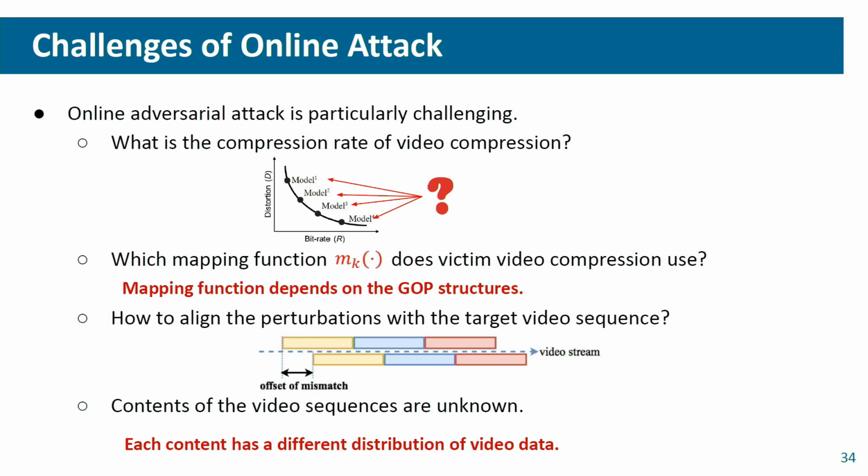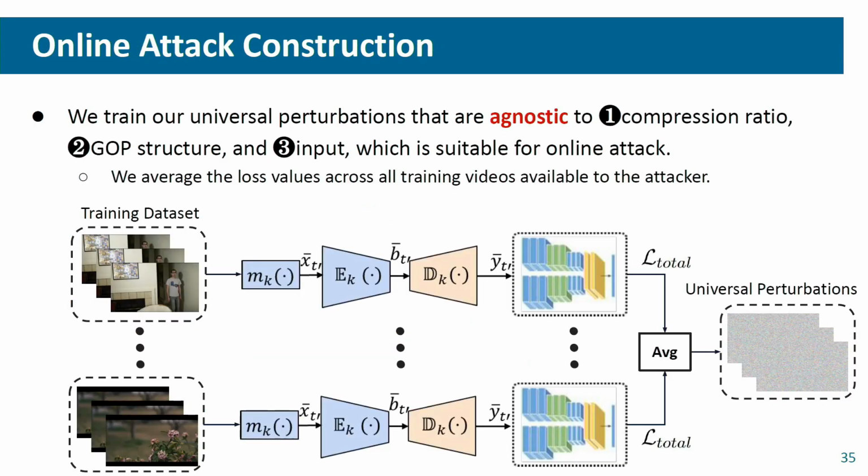Secondly, the display and coding orders vary according to the GOP structure. So it is also difficult for the adversary to know which GOP structure is being used. Thirdly, the adversary may not be able to align image perturbations with the video sequence, which is also called the boundary effect. Finally, the data distribution of the captured video is very dynamic. For example, some of the contents may have fast-moving objects or slow-moving objects.